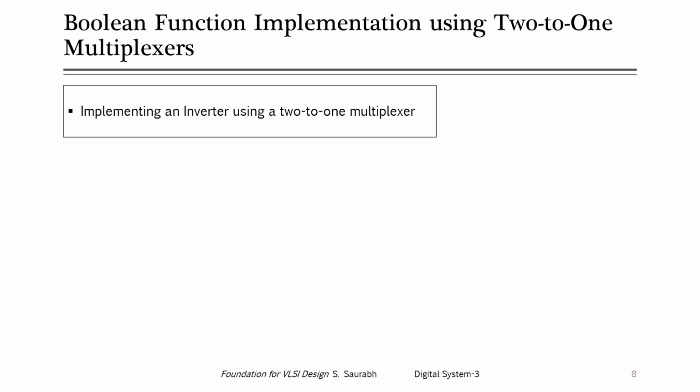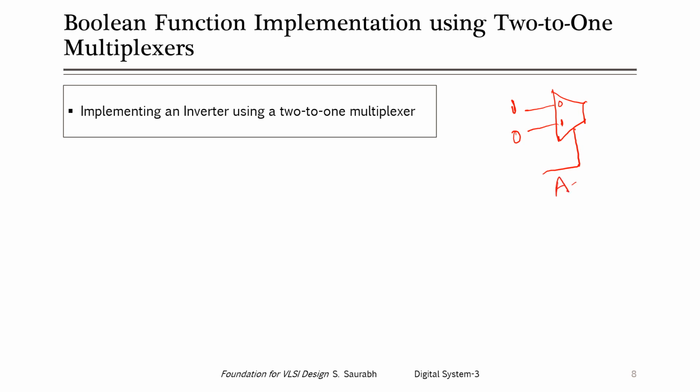First, let's take a few examples. Implementing an inverter using a 2 to 1 multiplexer. We can implement an inverter simply like this. The 0 data input is held to 1 and the 1 data input is held to 0, and this is the 0 select line, this is the 1 select line, and we give a Boolean variable a.